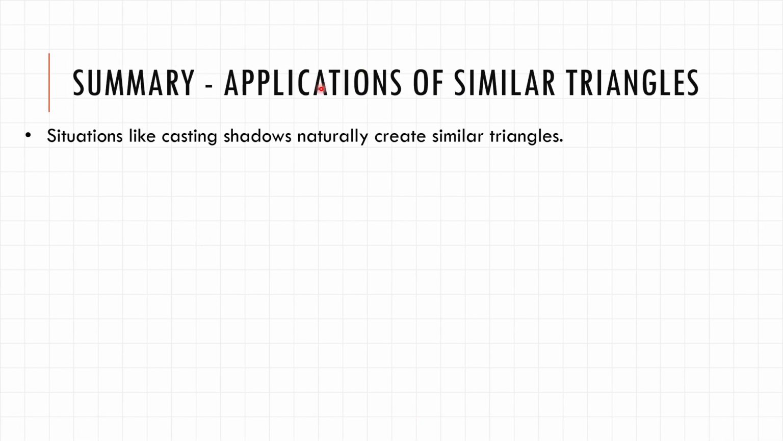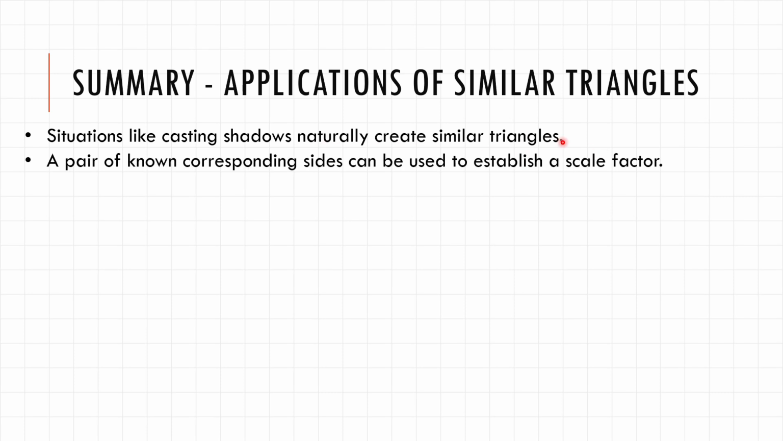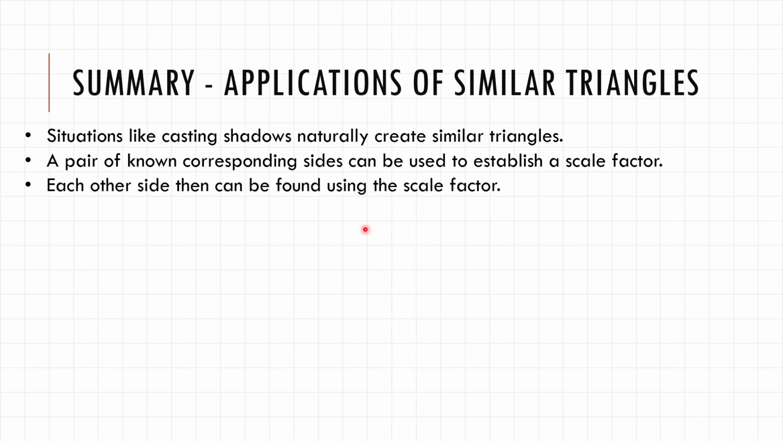Situations like casting shadows naturally create similar triangles, but similar triangles pop up all over the place in real life. If you have a pair of known corresponding sides, you know how long they are, you can use that to establish a scale factor, and then you can use the scale factor to find every other side length.